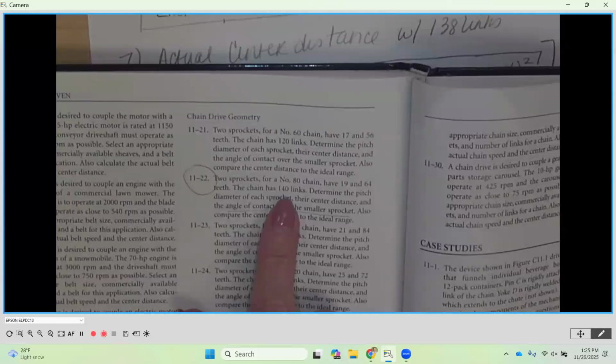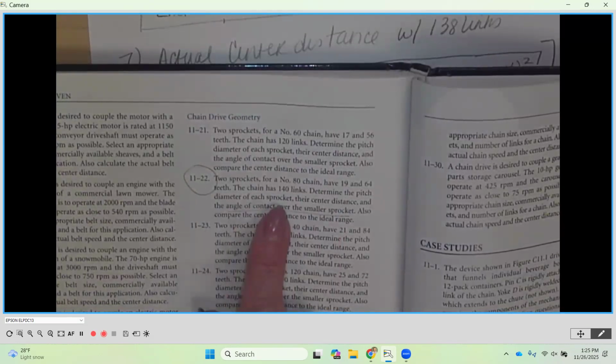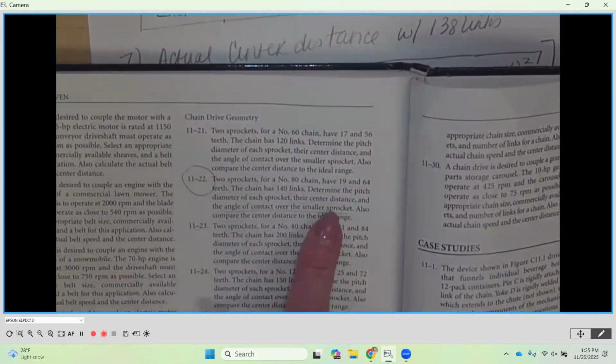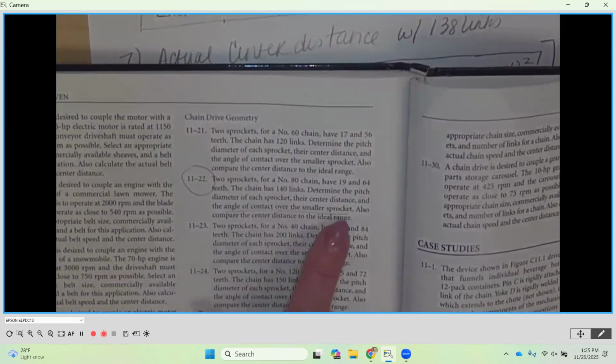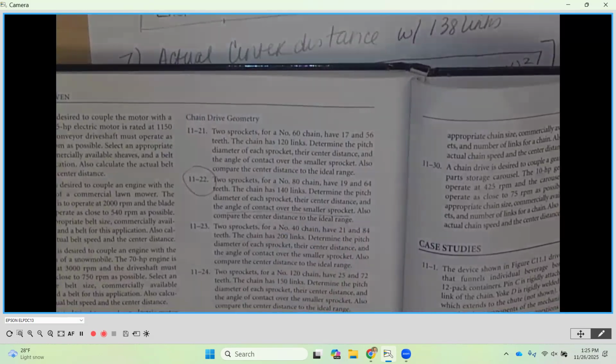Then chain drive geometry. Here we have number 22. Two sprockets for a number 80 chain have 19 and 64 teeth. The chain has 140 links. Okay, that's going to be fitting over the top of those 2 sprockets. Determine the pitch diameter of each one of the sprockets, knowing the chain number and the number of teeth in each, what their center distance is based on the number of links here, and the angle of contact over the smaller sprocket. Also compare the center distance to the ideal range. So don't forget to do that last part.